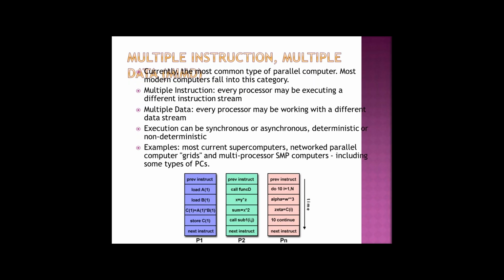Then next is your MIMD, that is multiple instructions, multiple data. Currently, it is the most common type of parallel computer. Most modern computers fall into this category. Multiple instructions means every processor may be executing a different instruction stream. Multiple data means every processor may be working with a different data stream. Execution can be synchronous or asynchronous, deterministic or non-deterministic. Examples include most current supercomputers, networked parallel computers, grids and multiprocessor SMP computers, including some types of PCs. That is, more than one instruction is executing on multiple data. Four variables are used by the multiple instructions.